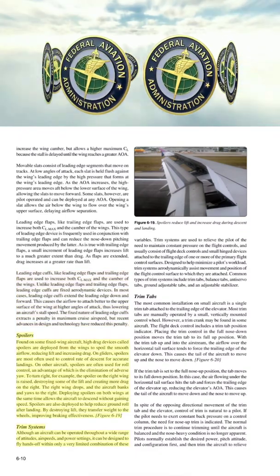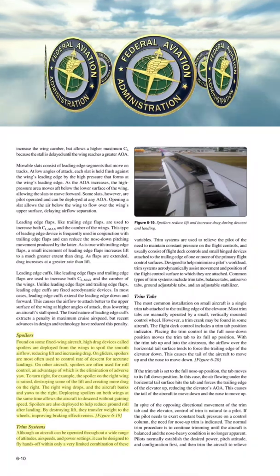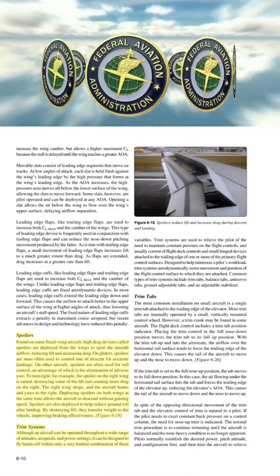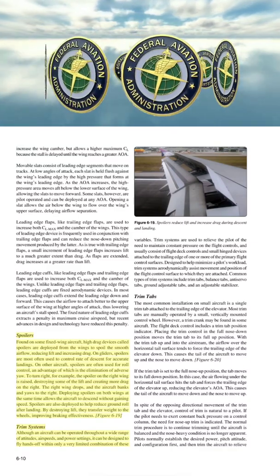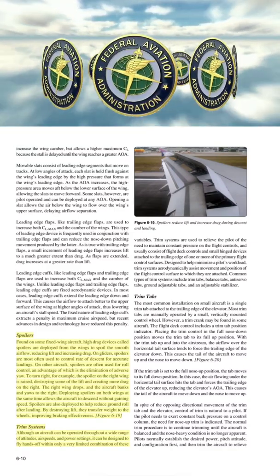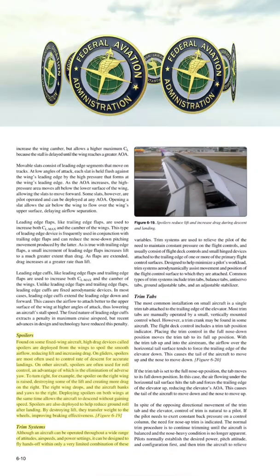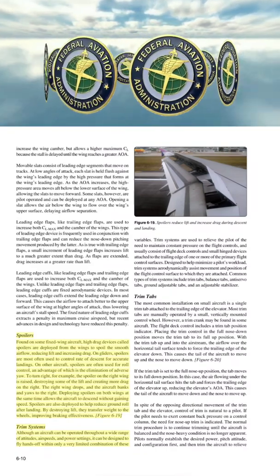Spoilers found on some fixed-wing aircraft. High-drag devices called spoilers are deployed from the wings to spoil the smooth airflow, reducing lift and increasing drag. On gliders, spoilers are most often used to control rate of descent for accurate landings. On other aircraft, spoilers are often used for roll control, an advantage of which is the elimination of adverse yaw.